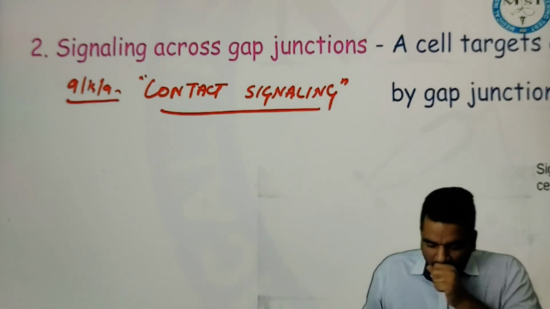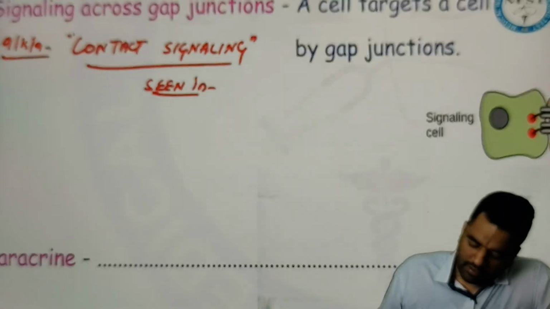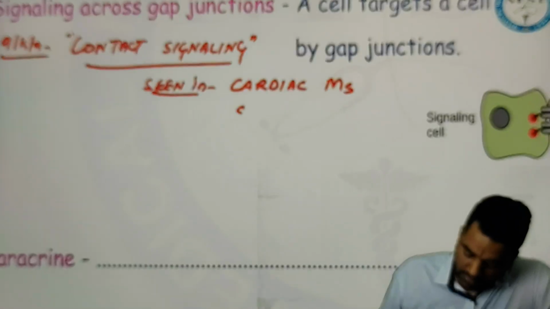Contact signaling. Right guys, and this contact signaling can be seen in cardiac muscle and smooth muscle.